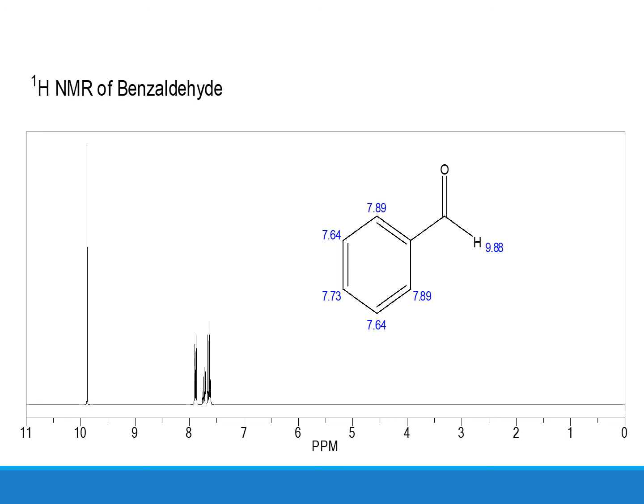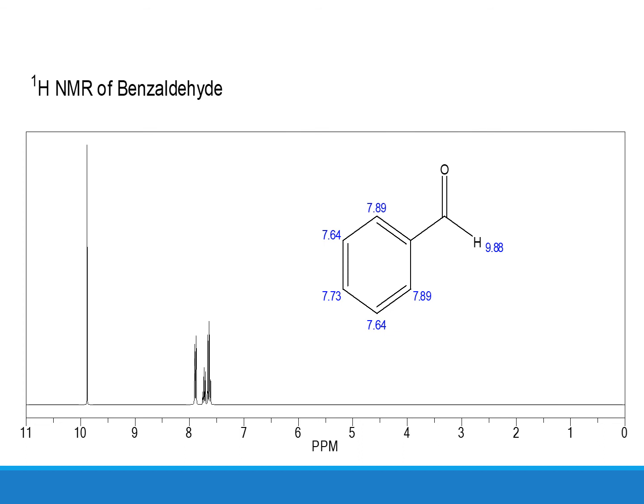So unlike alkyl substituents, the aldehyde substituent makes a significant difference in the aromatic protons. So for benzaldehyde, the benzene protons will appear in 3 signals.